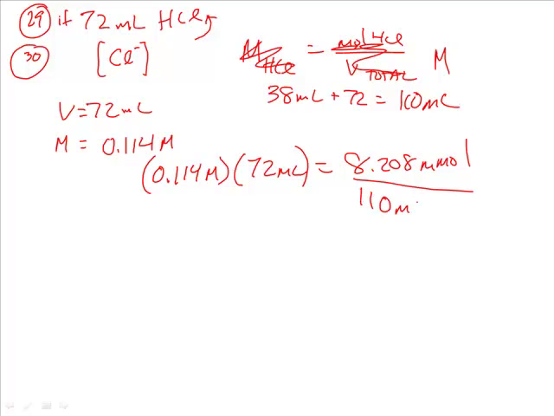So we take the 8.208 divided by 110, and this equals, in this case, 0.746 molarity, because the millis cancel and moles over liters equals molarity. The molarity you got for the HCl, is that from problem 29? Yes. That was the molarity of the original solution. So you calculate the number of moles you have at the end.